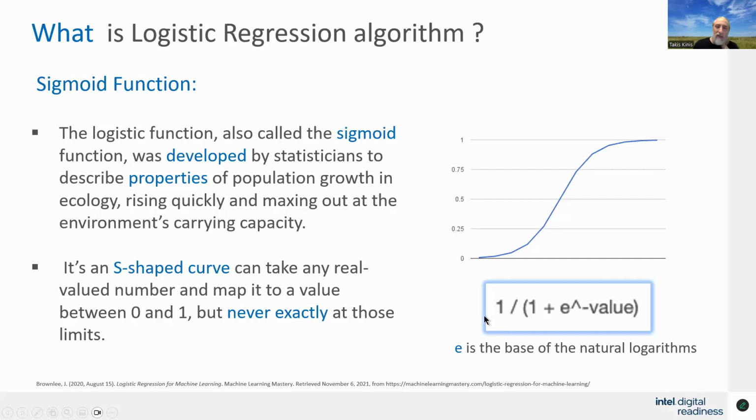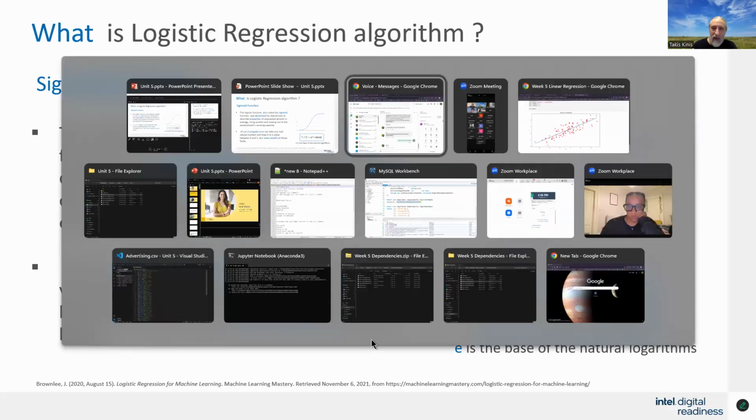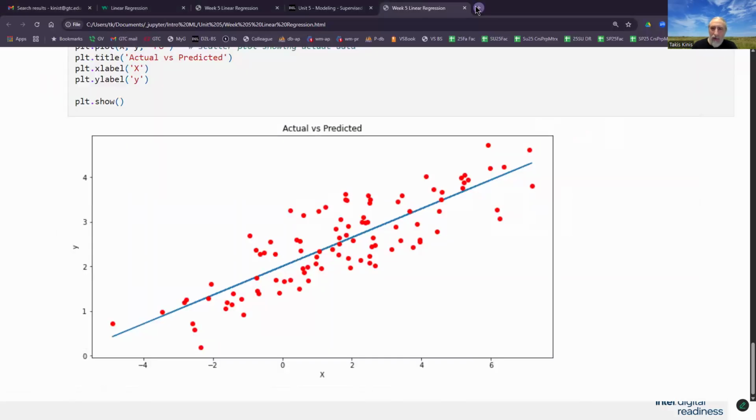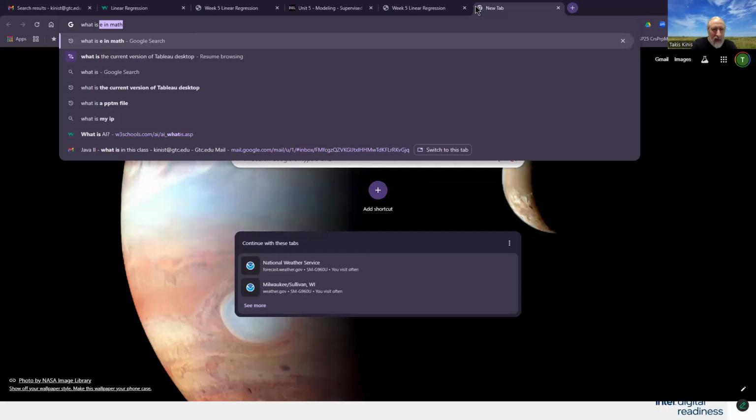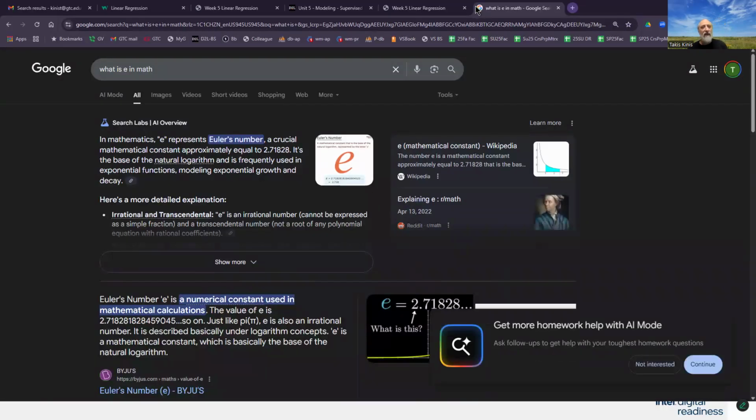What's kind of interesting about this is that the general form of this equation uses the value of E, which is what they call the base of the natural logarithm. So I just want to do a really quick little sideline here. Let me bring up my browser. What is E in math? There you go, listening to us, right?